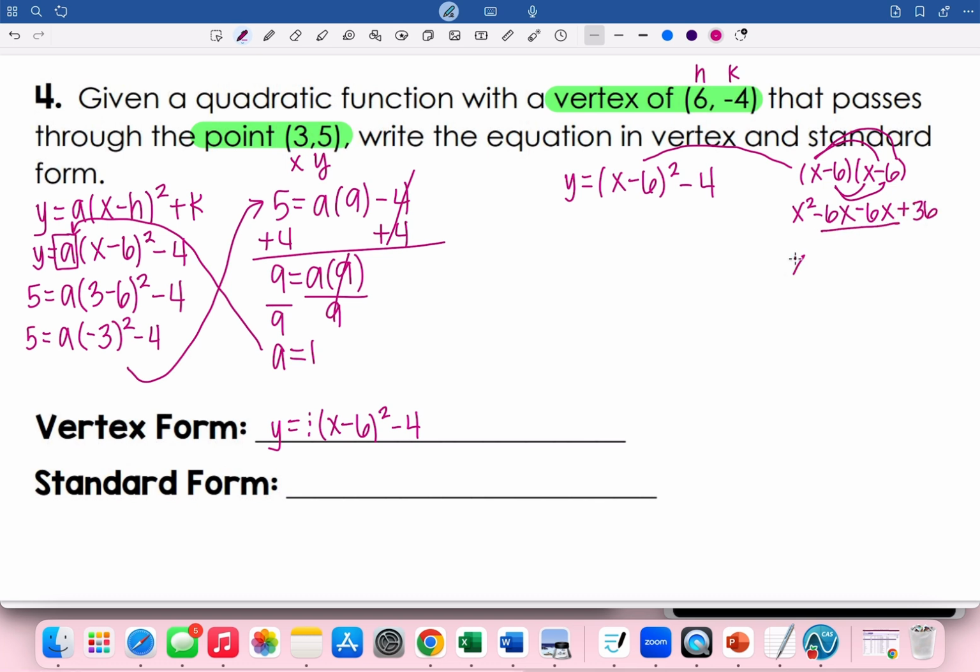Combine like terms, -6x minus 6x is -12x. And I end up with x squared minus 12x plus 36. Now I'm going to go ahead and plug that in for (x minus 6) squared. So I have y equals x squared minus 12x plus 36 minus 4. Last step, combine your constants. We end up with y equals x squared minus 12x plus 32.